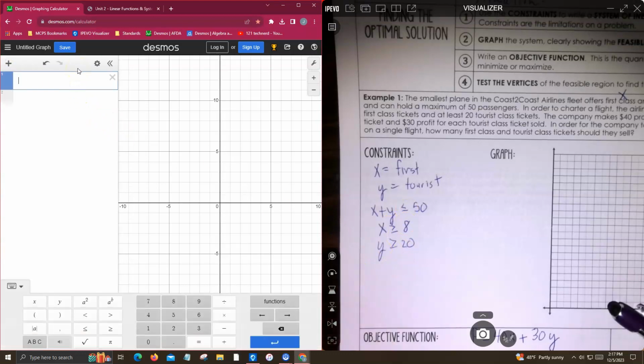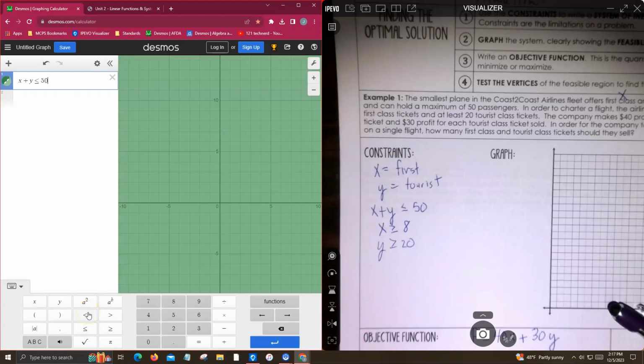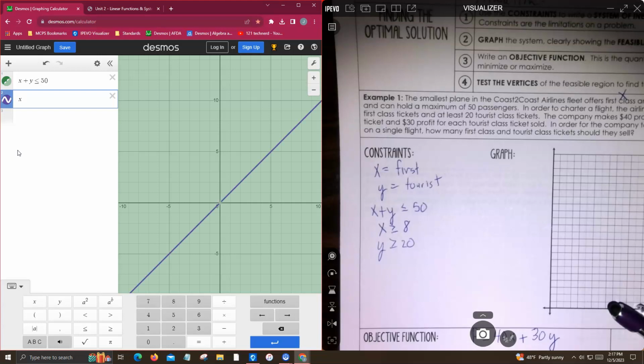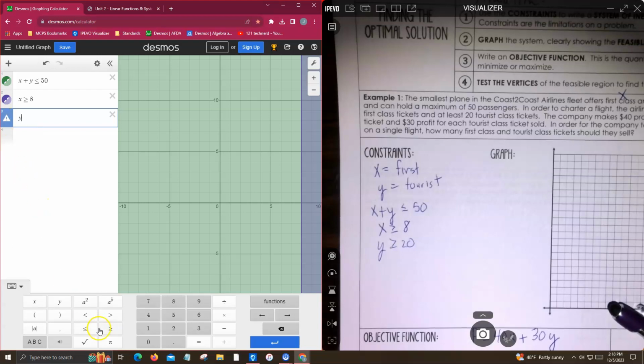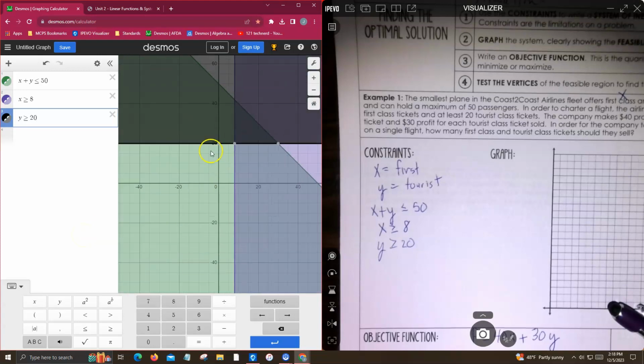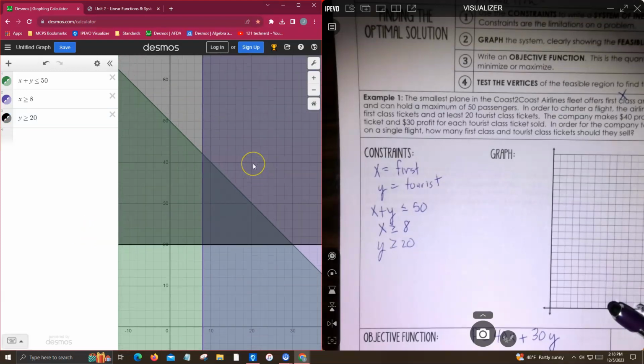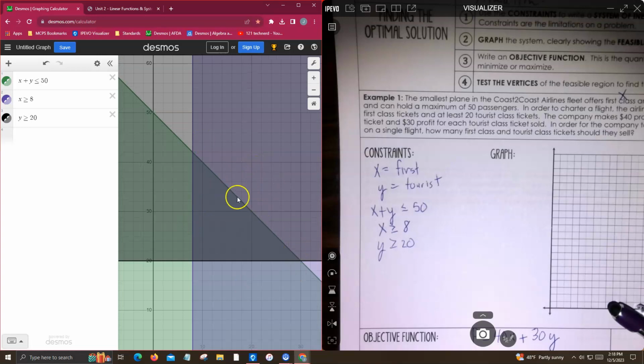So x plus y is less than or equal to 50. Again, I don't care what the graph looks like yet until I put all of these things in, and then I'll zoom out. x has to be greater than or equal to 8, and y has to be greater than or equal to 20. Okay, if I zoom out, there's that triangle I was just talking about. So where the overlap is, those are our 3 things.